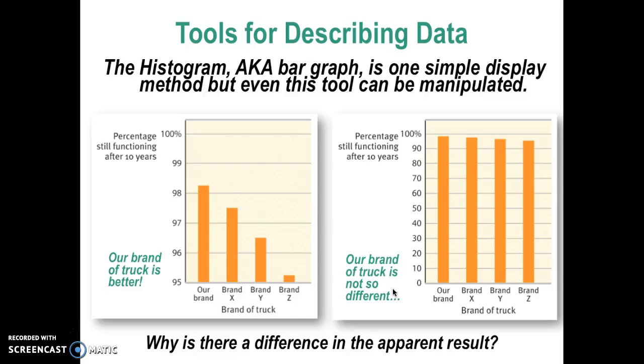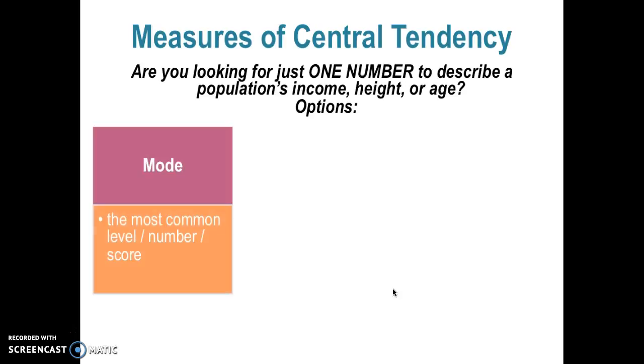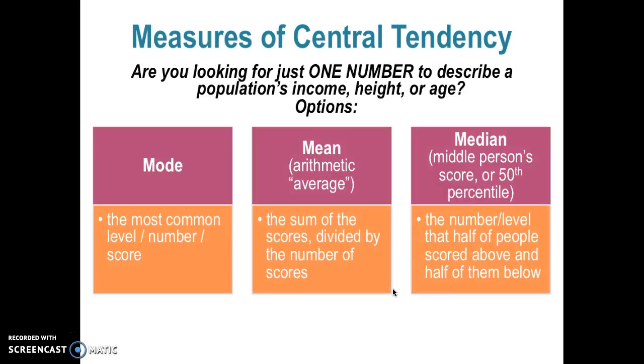There are 3 measures of central tendency. When you're looking at just one number to describe a population's income, height, or age, you can use these 3 measures of central tendency. You guys know these, pretty easy. The mode, the mean, and the median. The mode, I always remember this because it's MO, the most. The most common level, number, score.